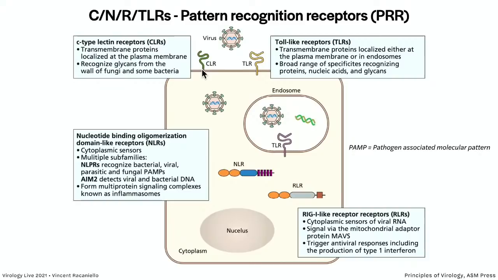We have nucleotide-binding oligomerization domain-like receptors, or NLRs. These are cytoplasmic sensors that recognize bacterial, viral, parasitic, and fungal PAMPs. What's a PAMP? A pathogen-associated molecular pattern. That's a specific word for saying it's not self. It's something foreign, typically a pathogen. And if you've heard the word inflammasome, those are formed when these NLRs get activated, when they sense something. And finally, we have RIG-I-like receptors.